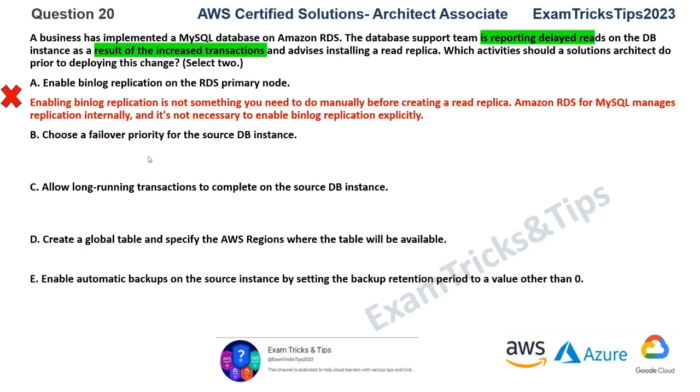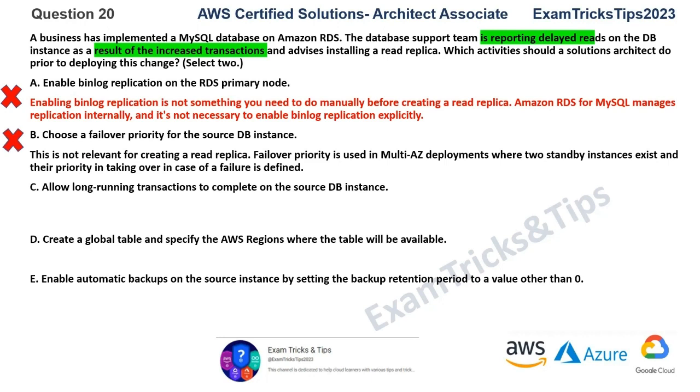Option B, choose a failover priority for the source DB instance. This particular option, failover priority, is to do with reliability and when you are deciding a failover priority in case of multi-AZ deployments. Now, this is not what we are trying to solve here. We are trying to improve the read transactions by having a read replica. So this is not part of creation of read replica. So that's incorrect. And anything else we can eliminate? So we have ruled out two options.